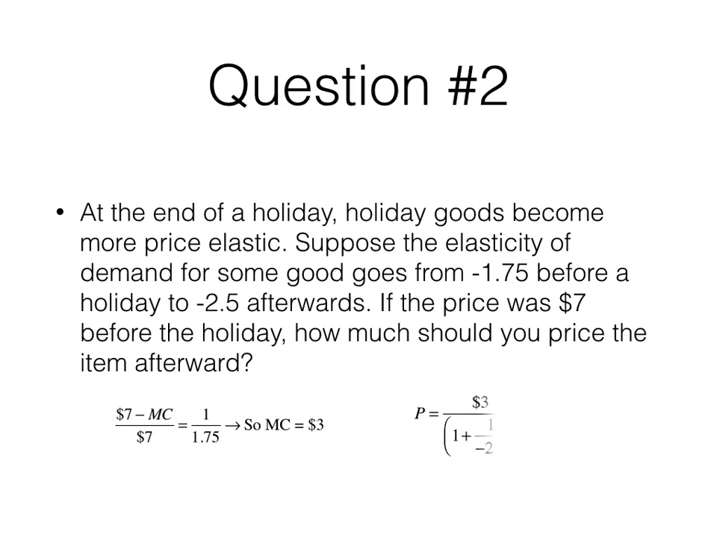And once you have this, you can set price equal to $3 divided by 1 minus 1 over minus 2.5, because again, the elasticity changed afterwards, and now the price would go to $5. So you went from $7 to $5 given the change in elasticity. This is the end of the simple pricing formula. We'll move on to more complex pricing formulas and price discrimination.